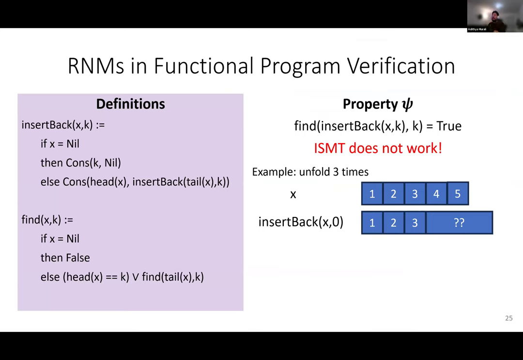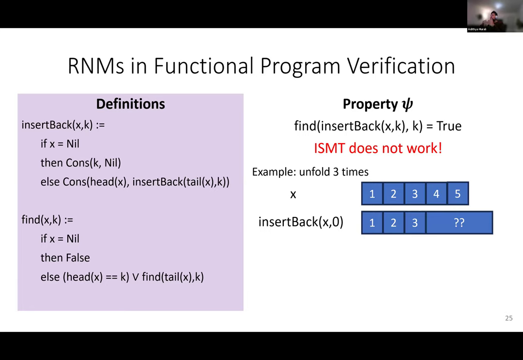So here we, for example, have definitions of insert back and find that we saw. Insert back inserts an element at the back, and find just goes through the list and checks whether the element is there in the list. And you want to check whether after just inserting, if you call find, it returns true, right? And again, ISMT does not work here. To see why, think about a list that is about 5 elements long, right? And let's say you unfold 3 times. If you ask what the value of insert back of x, 0 is, because you've only instantiated it on 3 of the smaller lists, you will know that 0 has to be inserted past the 1, past the 2, past the 3, but you don't know beyond that, right?